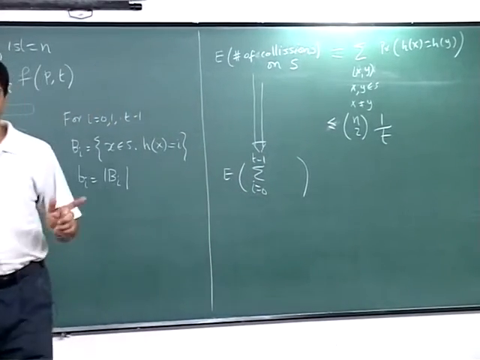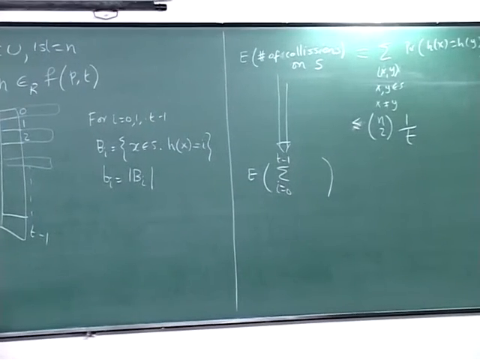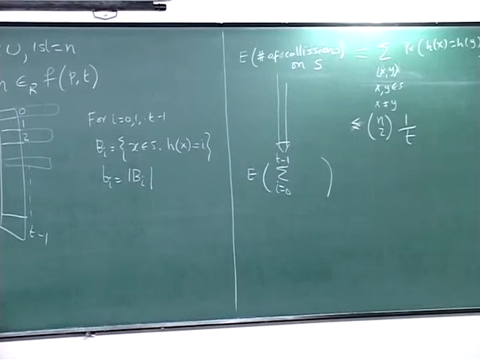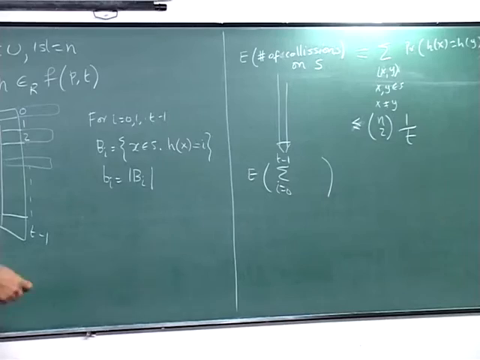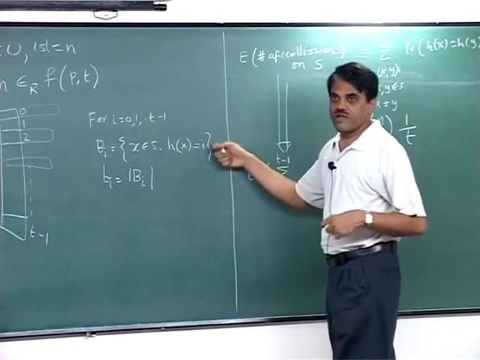For each i, how many collisions are made? Bi choose 2. Every pair in that set contributes to a collision. Right? Because every pair here has h(x) equal to h(y) equal to i.